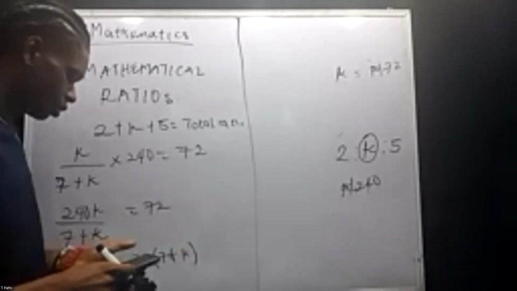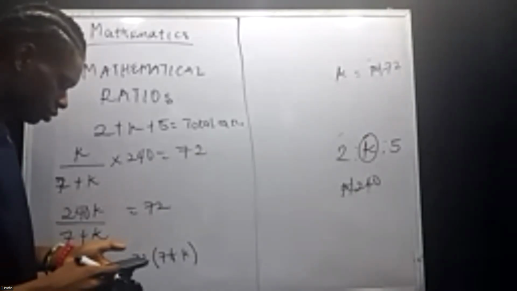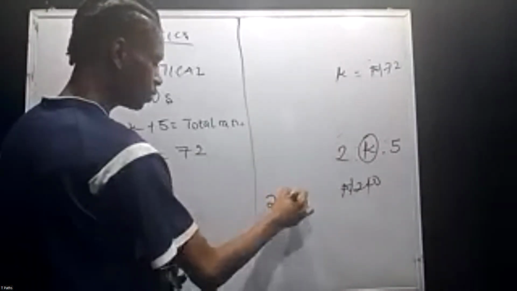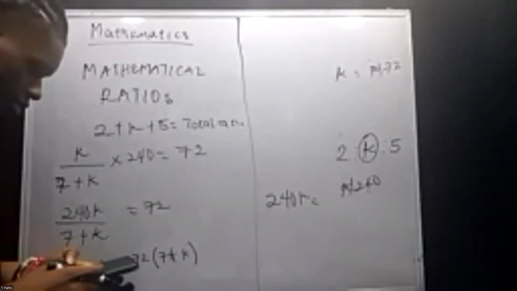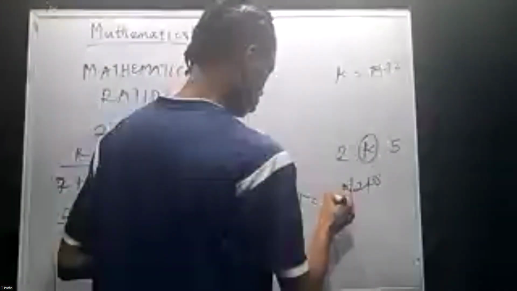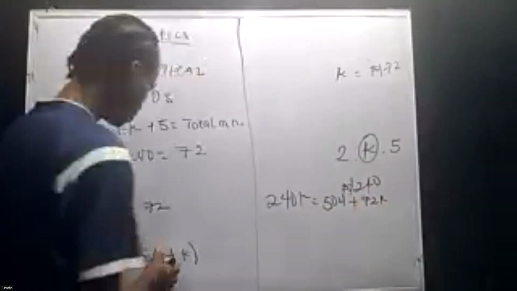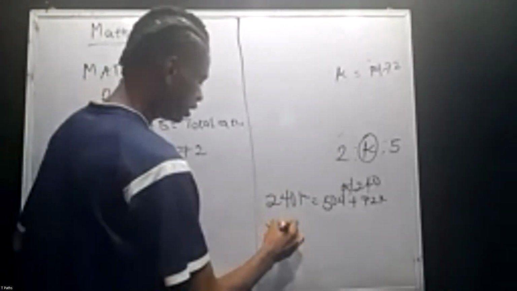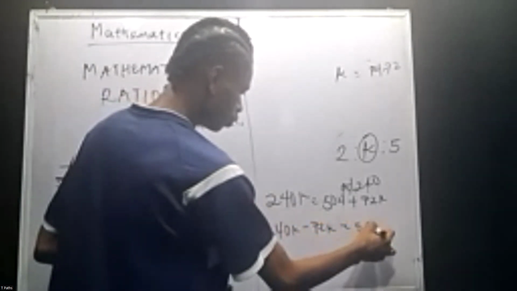So from here, I can open the brackets. So I'll continue from here. 240k is equal to 72 times 7. That's 504 plus 72k. So 72 multiplied by k is 72k. So yeah, I'm just going to collect the like terms. 240k minus 72k is equal to 504.